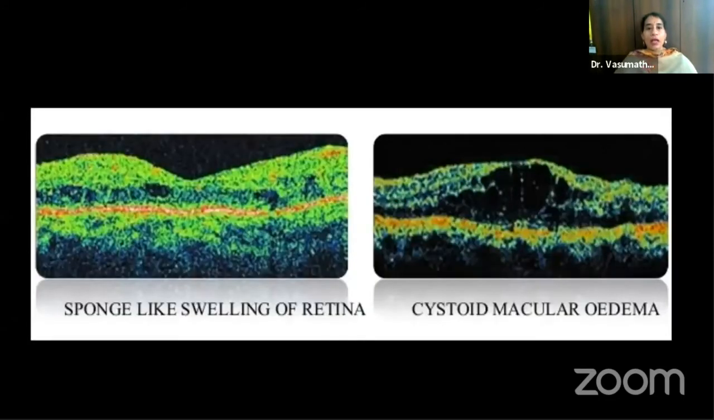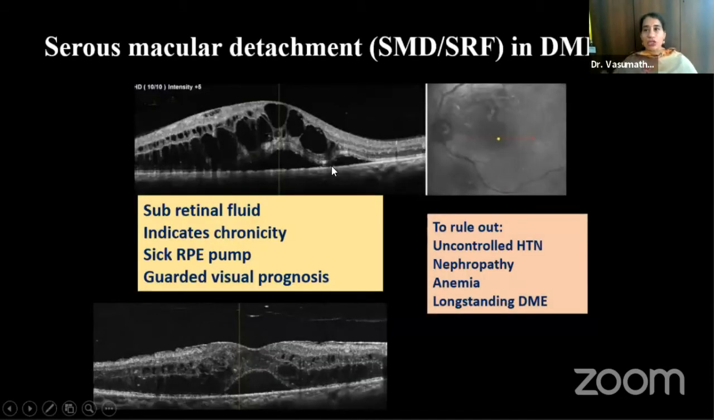This is a diffuse sponge-like swelling of the retina. These are the cystoid spaces with the walls. And here is a clear-cut cystoid macular edema with a lot of septae. And this is another entity which can be imaged only by OCT. This is a serous macular detachment, SMD, or subretinal fluid, SRF.